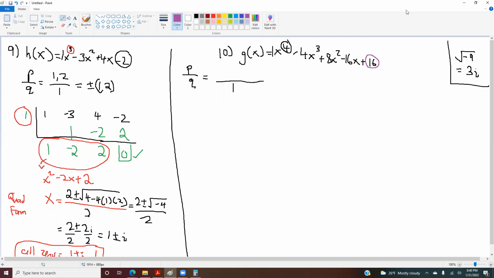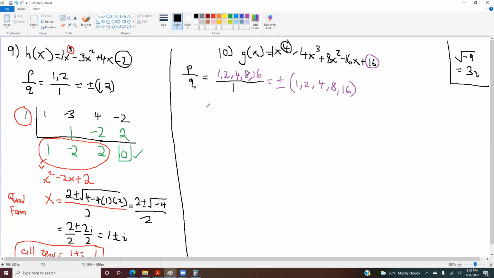Anyone? Factors for 16? Yeah, 1, 2, 4, 8, and 16. And what is P over Q in this case? Don't forget the plus minus. Same thing, right? 1, 2, 4, 8, and 16. We'll get the plus minus.